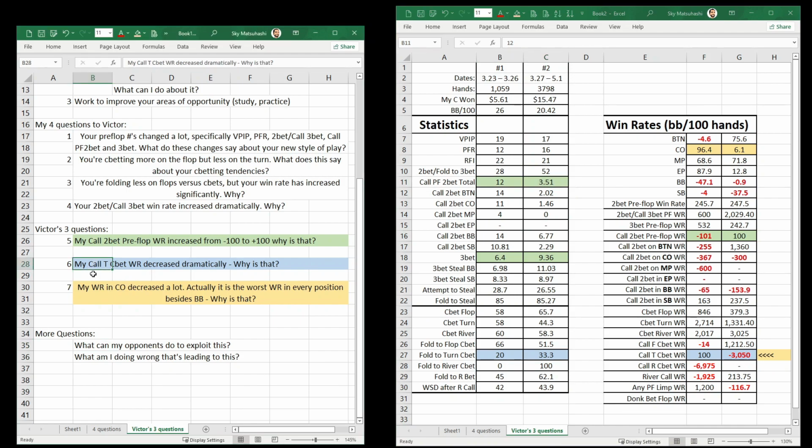My call turn c-bet win rate decreased dramatically. Why is that? So as you can see right here, it decreased from 100 to negative 3,000.